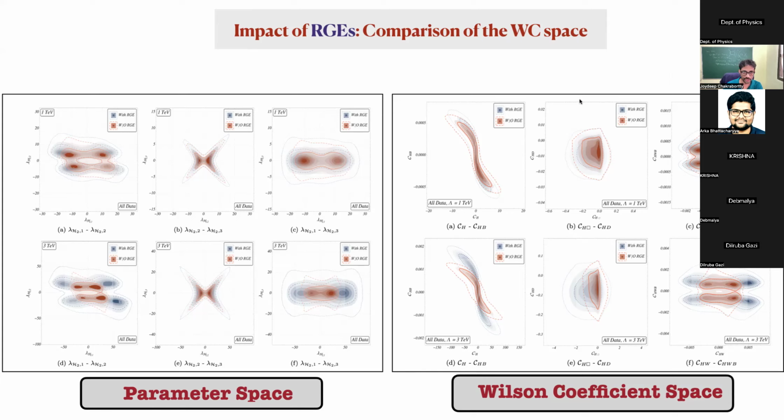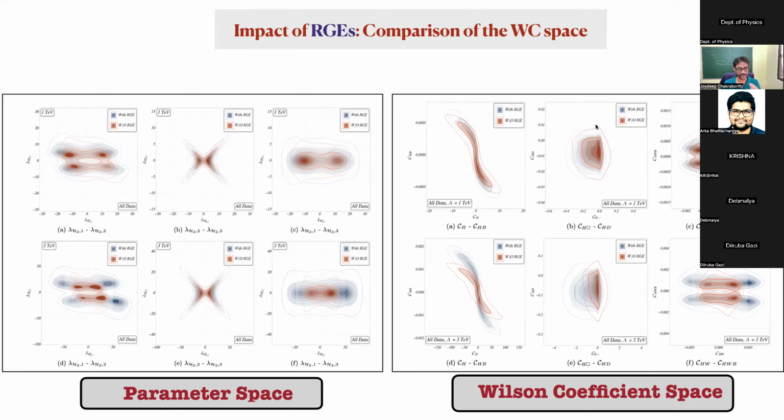So when I'm talking about the RG effect being included, we have identified which operators are generated at the tree level. We run them down only because one-loop generated operators already have the one-loop effect in them. So we need a two-loop running for that, which is not available yet. So one has to be very, very careful with this.